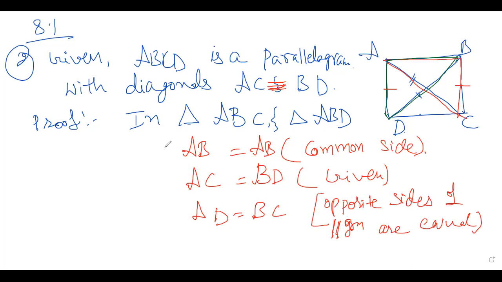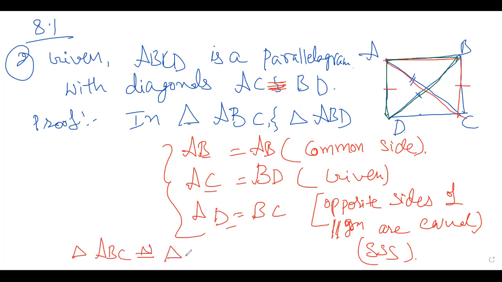So we have shown three elements equal, the sides. So by the SSS rule, triangle ABC is congruent to triangle ABD, right? So by CPCT, what can you say, children? Can we write angle A is equal to angle B? Yes. We can write angle DAB is equal to angle CBA by CPCT.